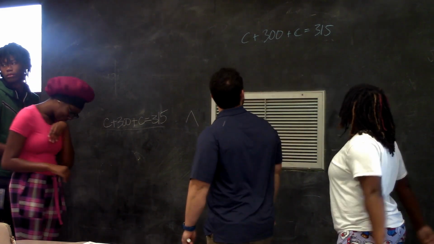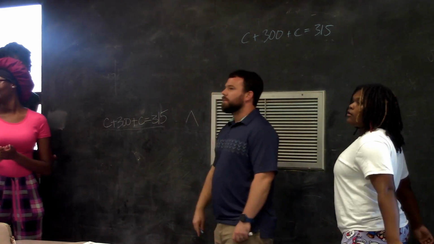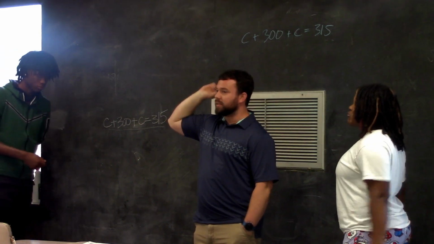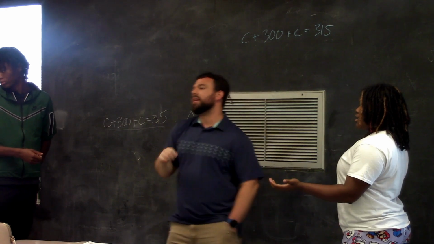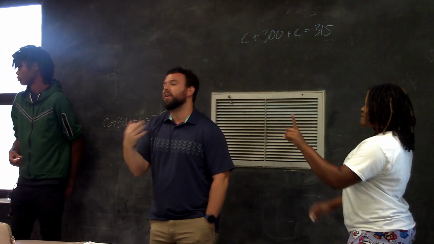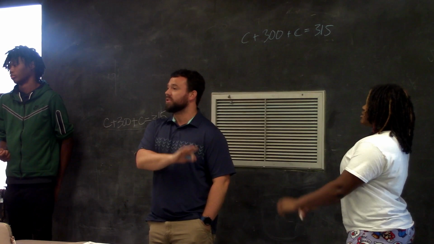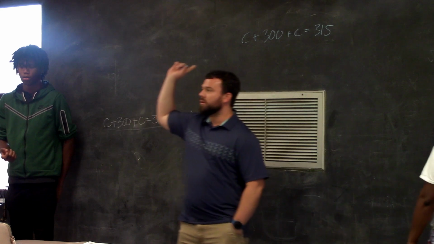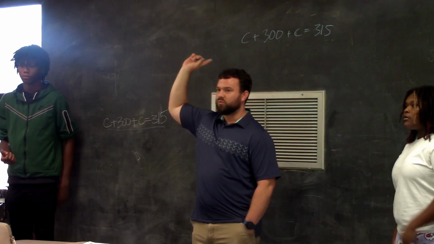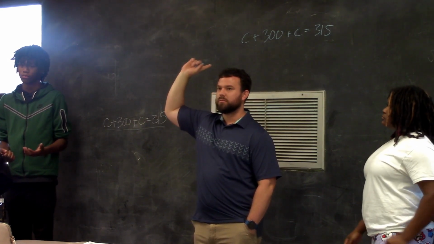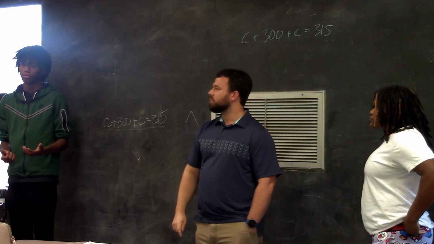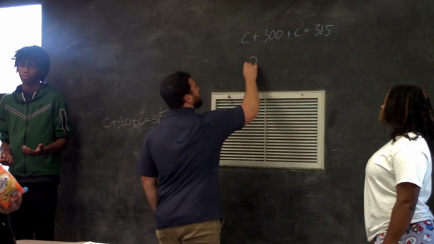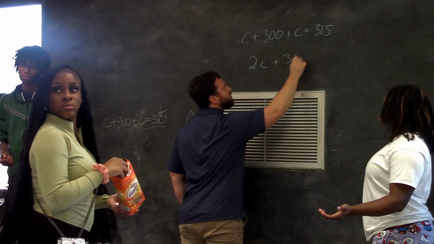So, C plus 300 plus C equals 315. That alone doesn't tell me the answer yet. It doesn't tell me what C is. But if I can get an equivalent equation, maybe something that looks different but tells the same story, I can find what C is. Does anyone know how I could rewrite this equation? 2C plus 300. Where is that 2C coming from?